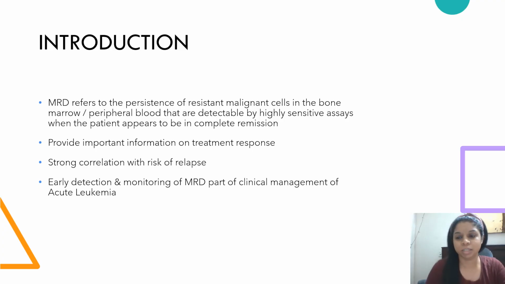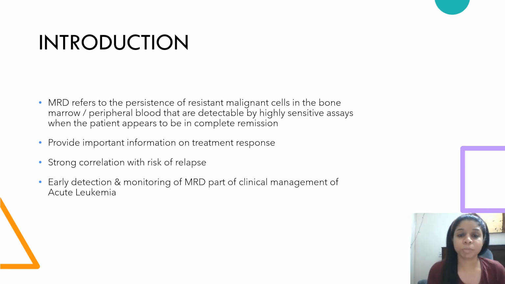So what are MRD cells? As the name suggests, minimal residual disease. Even if it is minimal, if the residual leukemic cells are present, then we have to detect them and quantify them, and see how many cells are remaining. That means how much is there to be treated, or is it fully recovered, or is there a chance of relapse. To know that, we do these MRD detection techniques.